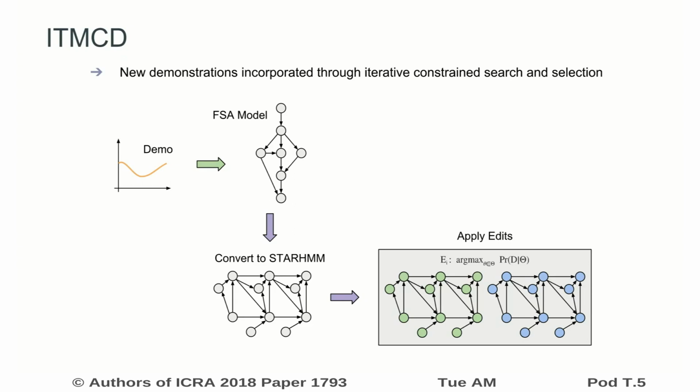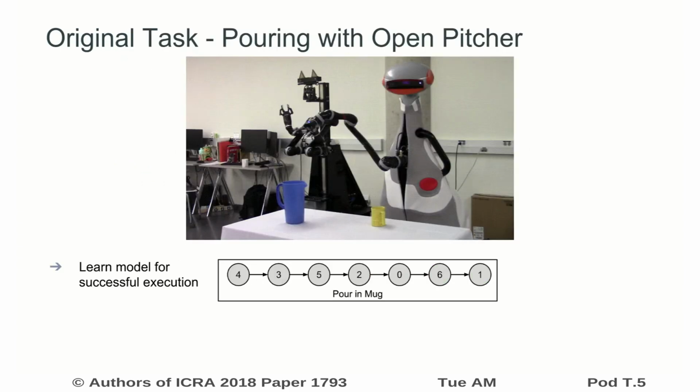Given these constraints, expectation maximization is used to maximize the likelihood of the new demonstrations under the STARHMMs associated with each candidate correction, resulting in a set of alternative models. Approximate Bayesian model selection then chooses the best model update to incorporate back into the original model, balancing increased likelihood with model complexity. We evaluate our approach on a real-world pouring task.